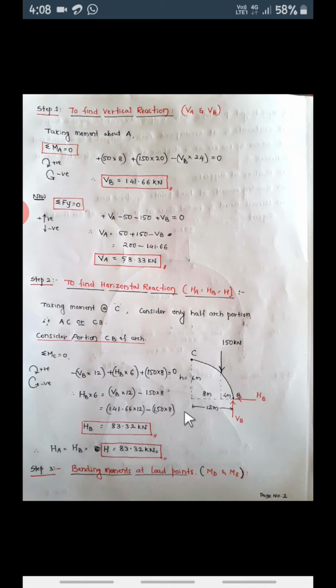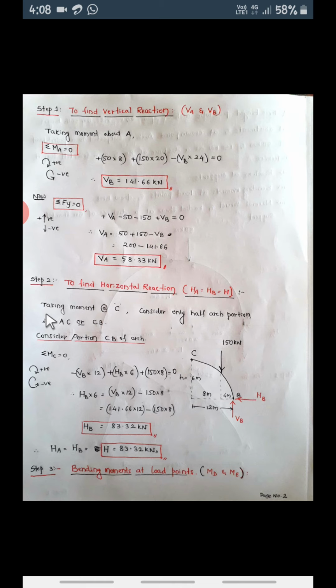Okay, so from the center, the half span is 12 meter, and from center point C, this 150 kilonewton load is 8 meter, so the remaining is 4 meter. So this is the diagram, the half portion of the arch we are going to consider.